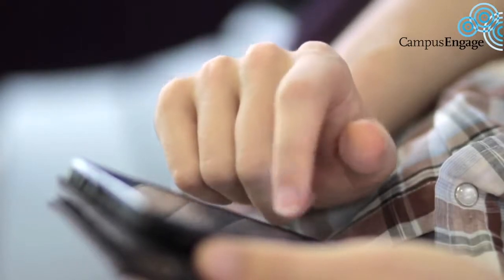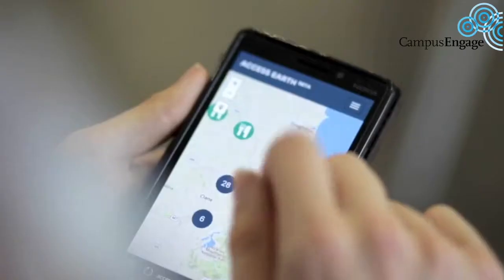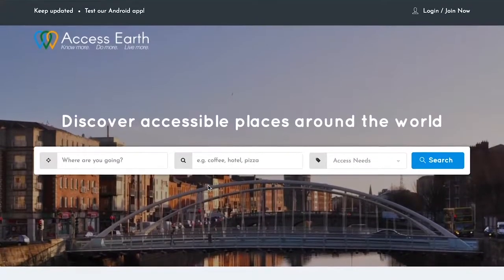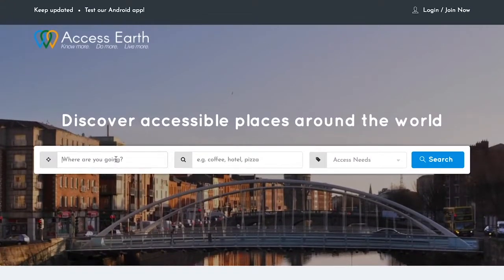Access Earth is a mobile app for iOS and Android that allows people to find places around them and then answer the yes or no accessibility questions as to whether it's accessible for them. So the initial problem that we were looking to solve was the disconnect between accessibility information available for businesses and whether that was applicable to user specific needs.